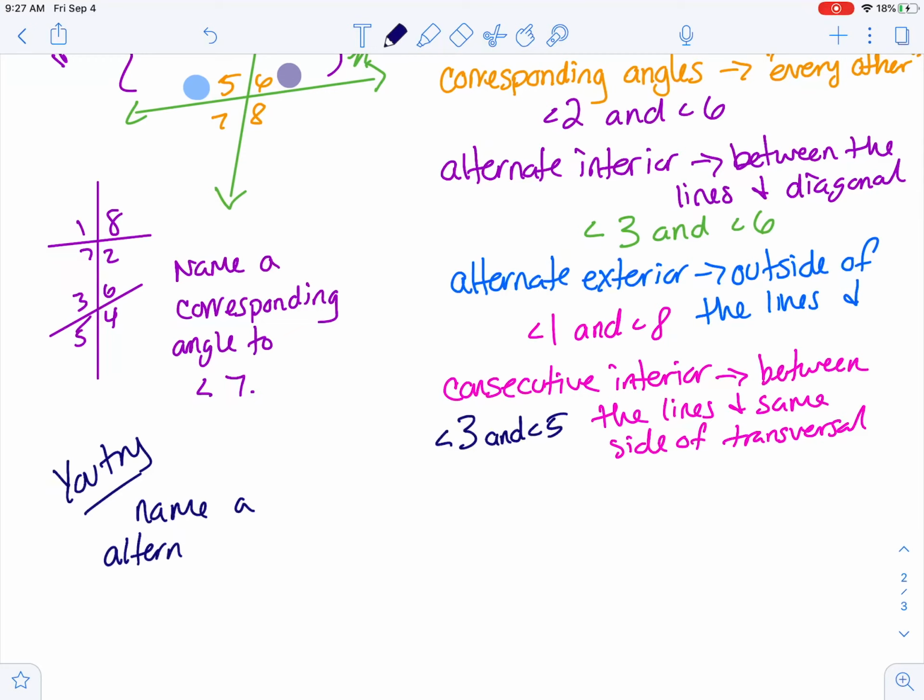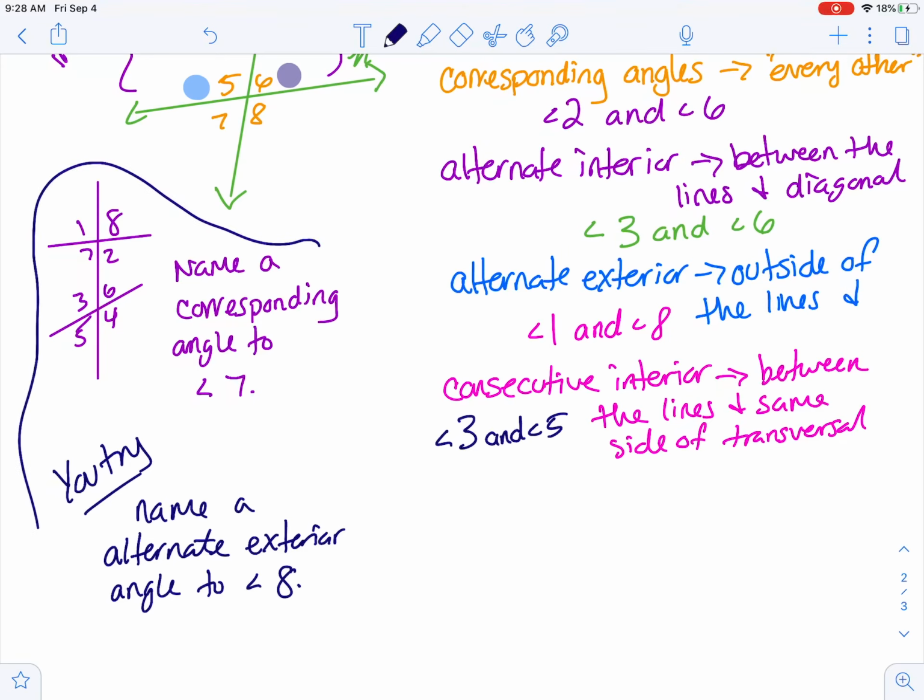an alternate exterior angle to angle 8 from this picture right here, this purple one. Okay, go ahead and pause and try that. Once you finish that problem, you are finished with 3.1 notes.